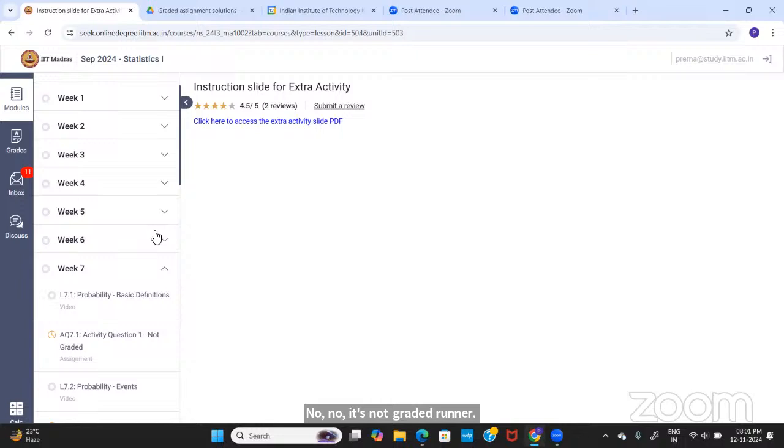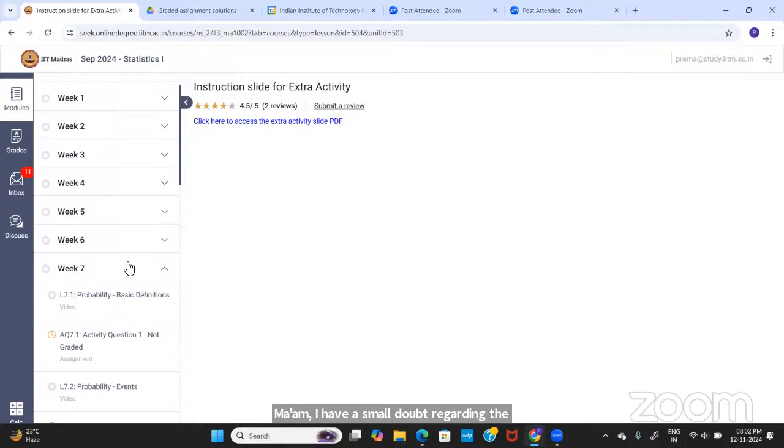So, do we need to do the practice EMQ? It's your choice, it's up to you. Only the graded ones are graded. That's it. And the extra activity under the graded ones is taken into that. Okay, thanks.